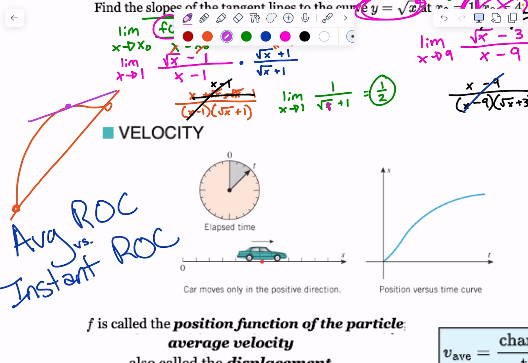Teacher, you drew a car. Average rate of change versus instantaneous rate of change. I have no idea. Okay, cool.